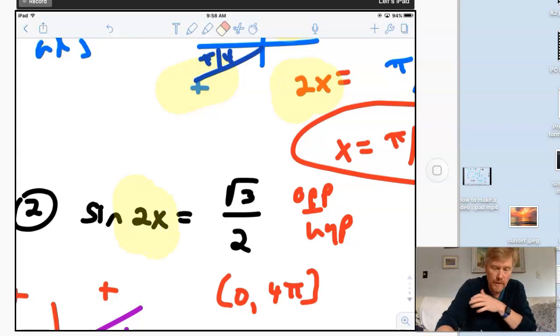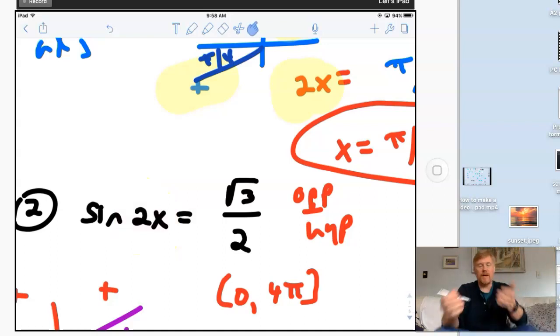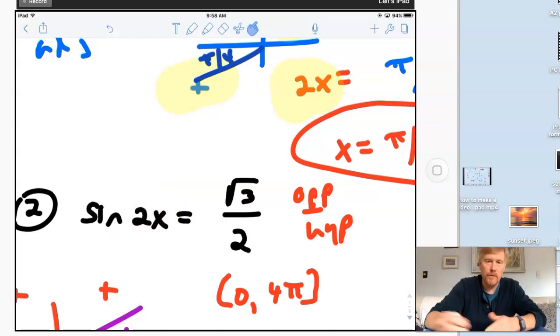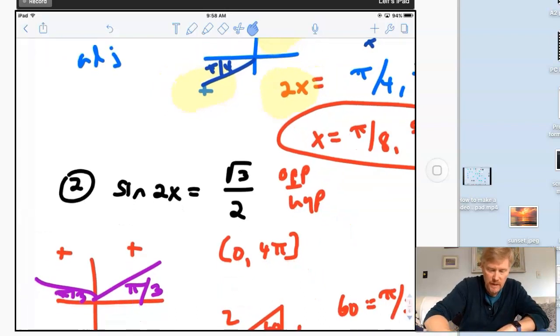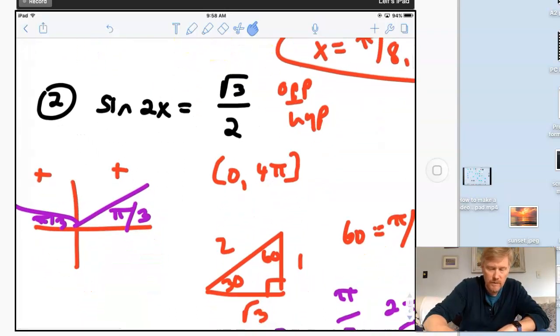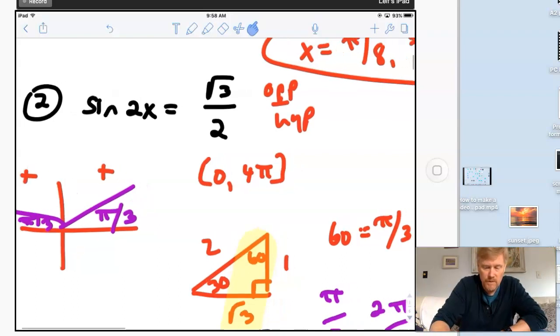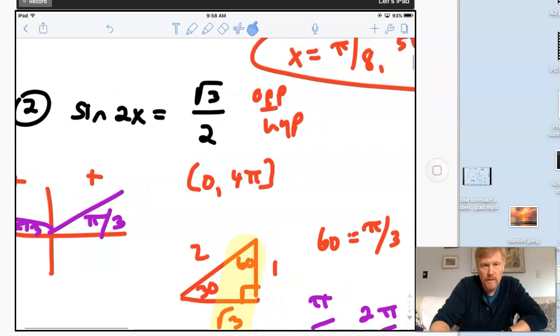So now I ignore the 2x for a while and I solve it like a regular problem. I say which angle gives me the square root of 3 over 2, and hopefully you've realized by now that's going to give me a 30, 60, 90 triangle. So if I'm looking at the 30, 60, 90 triangle, sine is opposite over hypotenuse. Which one's opposite? The square root of 3, well, that's the 60 degrees. So 60 degrees is my reference angle, which is the same as pi over 3.